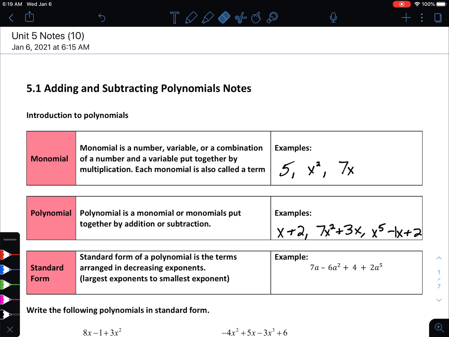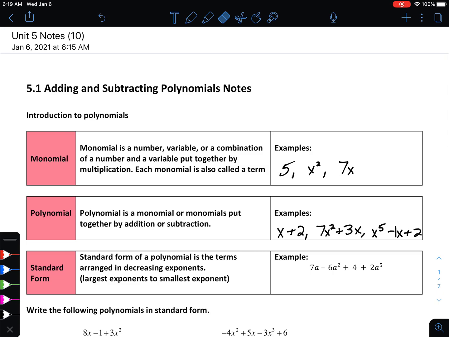So to begin with, a couple definitions for us. The first one, a monomial. So a monomial is a number, variable, or a combination of both, a number and variable, which is put together by multiplication. Each monomial is just called a term. So some examples, you could have just a number like the number 5, you could have a variable like x squared, or you could have a combination where you put them together like 7x or 5x squared, or something like that.